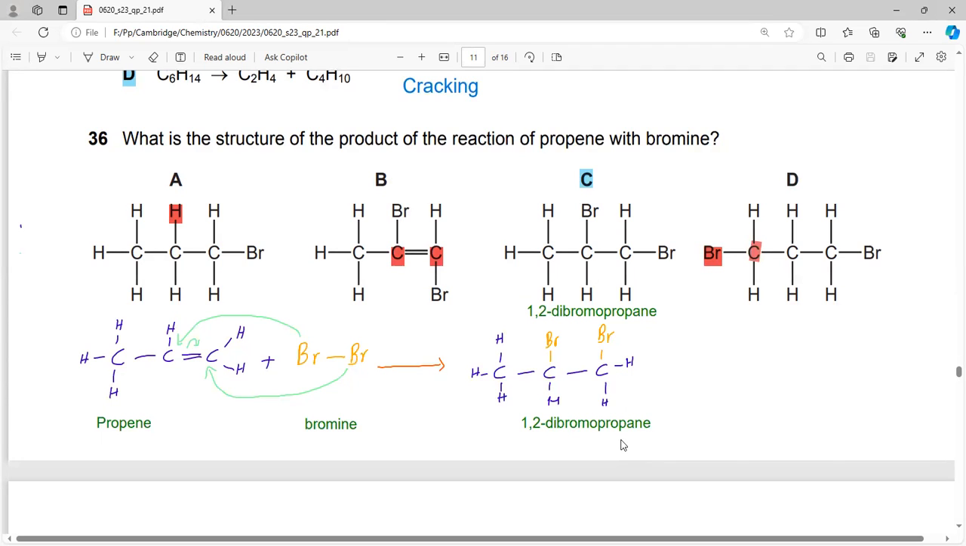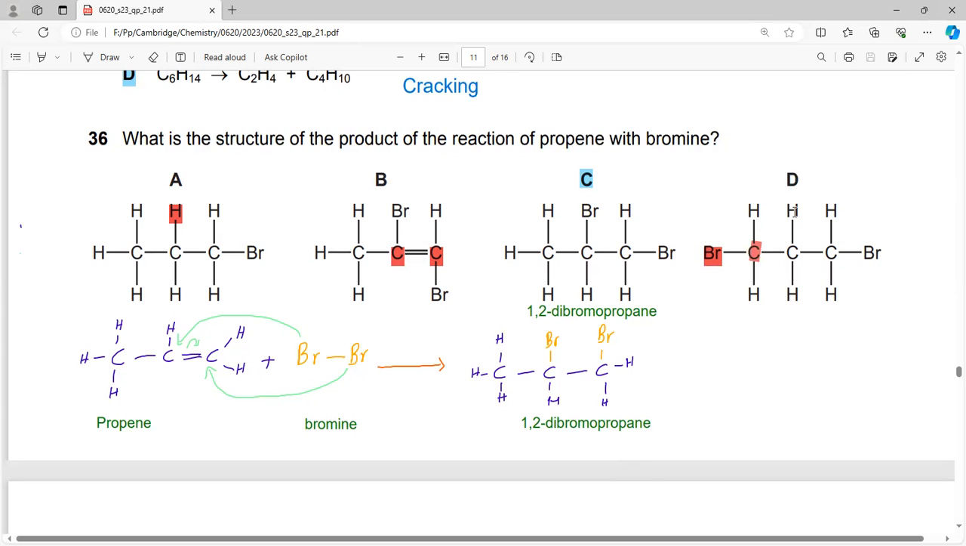So that will form 1,2-dibromopropane. According to this, we can see that in option C, carbon number 1 and carbon number 2 both contain bromine. So that's why it is the correct option. Option A is wrong. Why? Because on carbon number 2 there is no bromine. Option B is wrong. Why? Because there is still a double bond. The double bond will break so the bromine can add there.